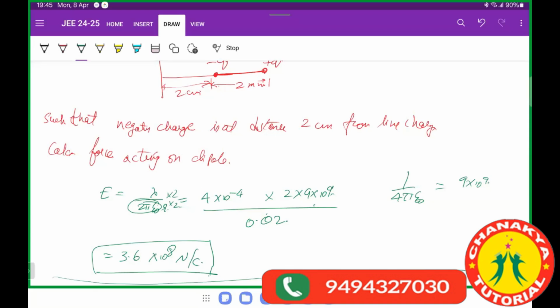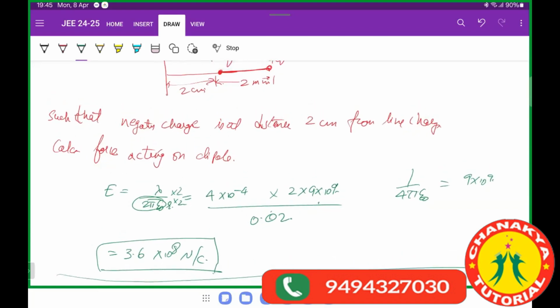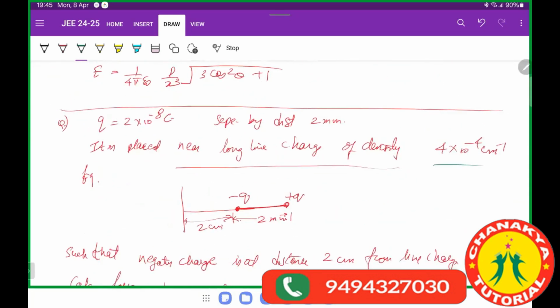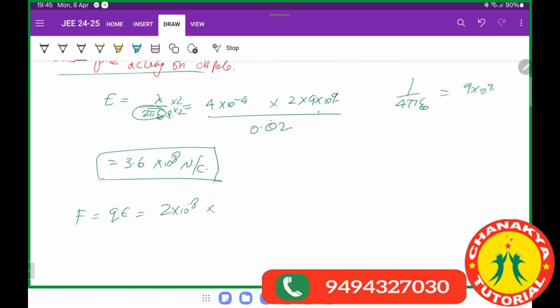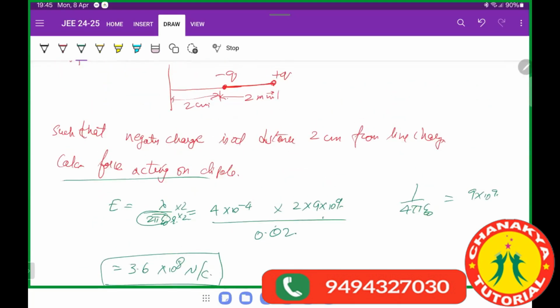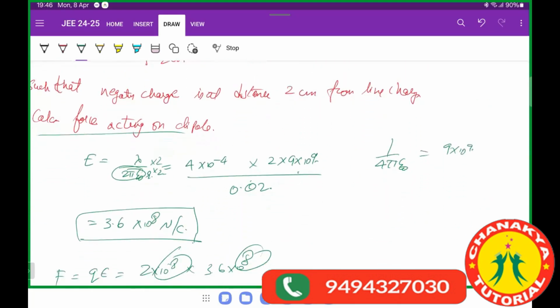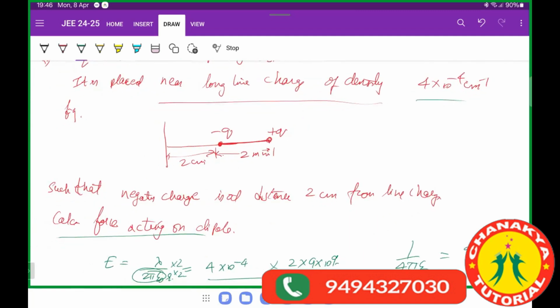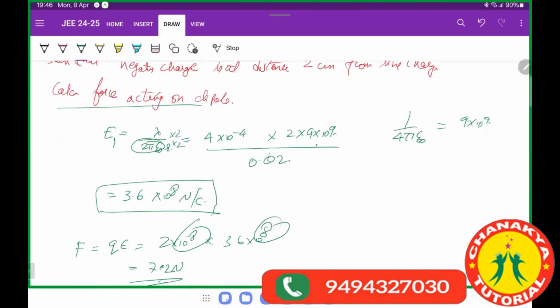They are asking for force, not electric field. So I found the electric field, then if you multiply with the charge, your work is done. F equals QE. The charge was 2 into 10 to power minus 8, times 3.6 into 10 to power plus 8. It will become 7.2 Newton because 8 and 8 cancel out. Finish. That's it. Okay, they're asking about the overall dipole. So this we found, let's name this F1, 1 for the first one.